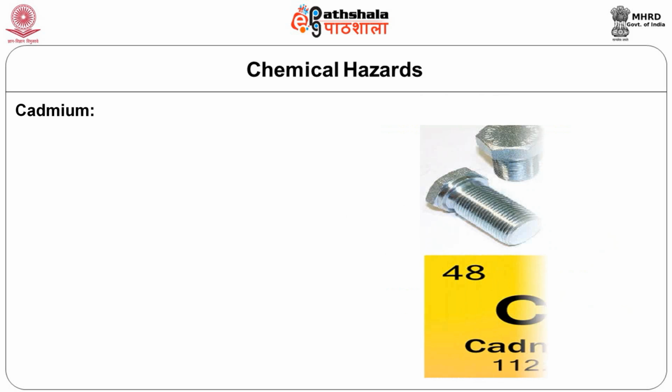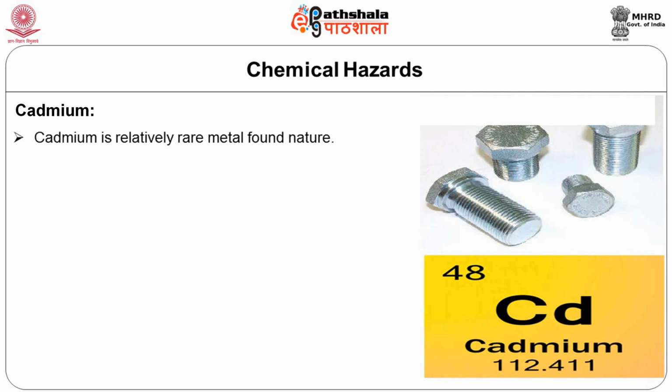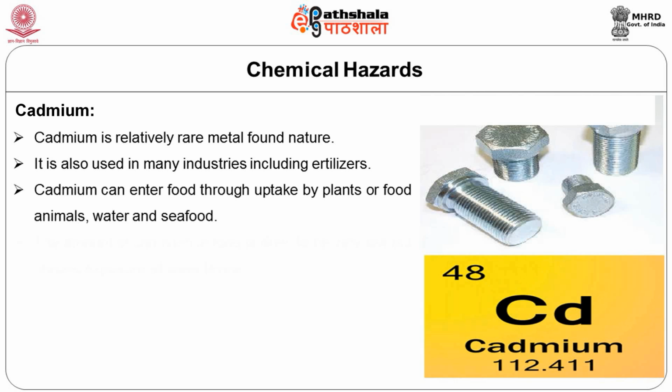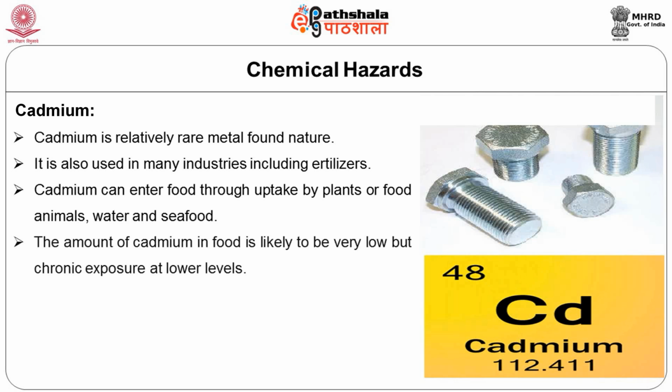Next one is cadmium among the toxic elements. Unlike lead, cadmium is a relatively rare metal found in nature. It is also used in many industries including fertilizers. Cadmium can enter food through uptake by plants or food animals exposed to contaminated feed or water, or seafood such as mollusks or crustaceans. The amount of cadmium in food is likely to be very low, but chronic exposure at lower levels of cadmium can lead to buildup of cadmium in the kidneys and high buildup will damage the kidneys. Chronic exposure will also make bones very fragile.